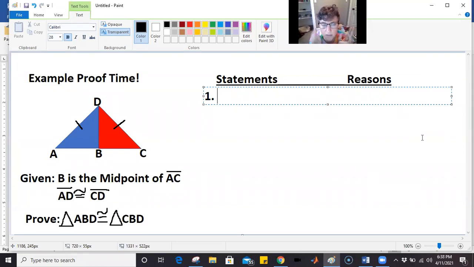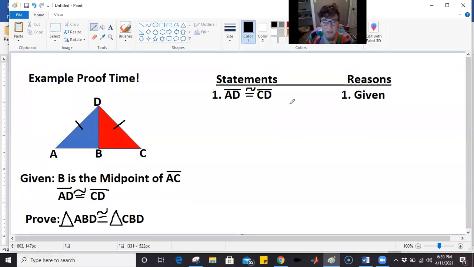So we're going to make arguments to show why these two triangles are congruent. Let's start our argument with what we are given. We are given that AD is congruent to CD. Again, the reason that's true is because it's given.